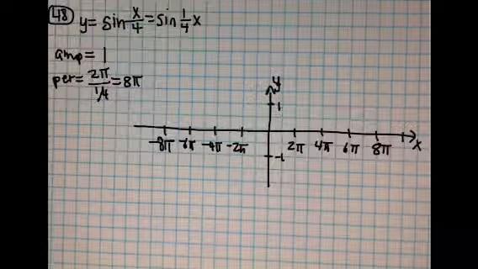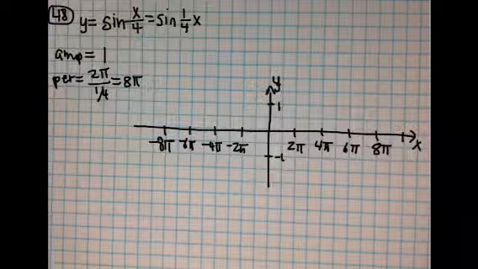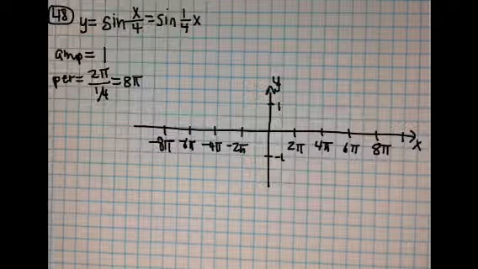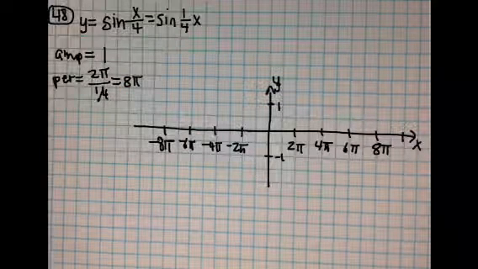48 is another sine function. The amplitude is 1. The period is 2 pi over 1/4, because again, this could be written like this so that you could see the b is 1/4. And so when you have 2 pi over 1/4, it ends up being 8 pi. And that's why you see the x-axis, the fourth tick mark, is labeled 8 pi. And then this time I'm doing one on the left, one on the right.